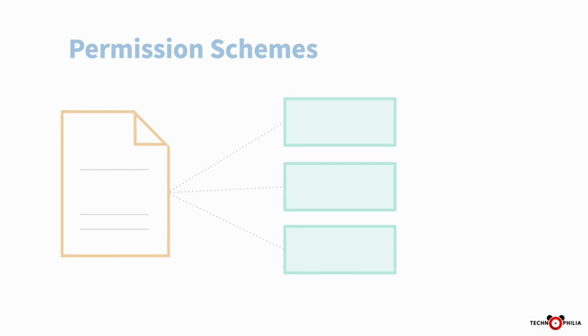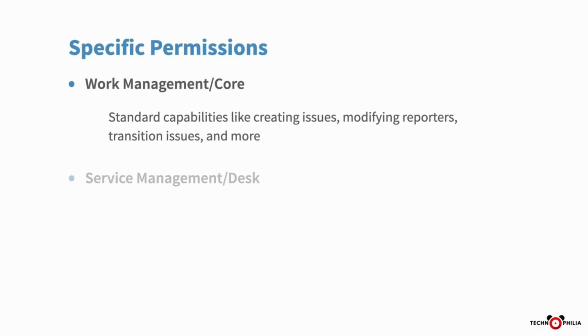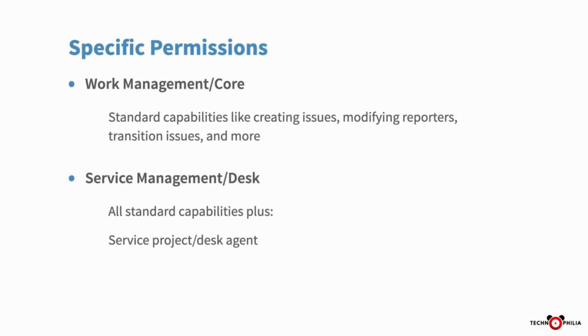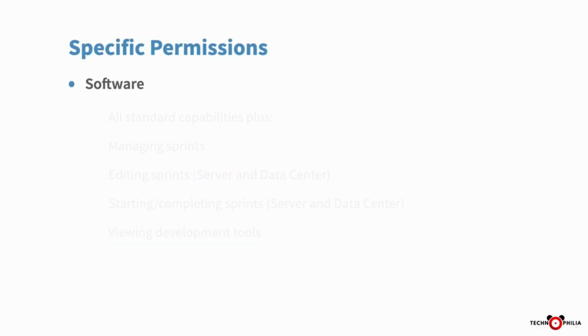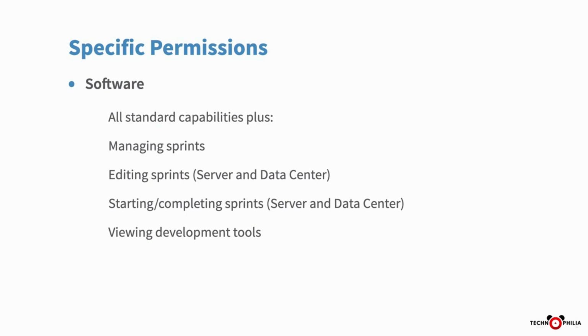As I mentioned, there are over 30 different abilities to set in a permission scheme. For Jira Service Management, there's an additional permission called Service Project Agent or Service Desk Agent. This permission allows users to interact with portal customers and access support-specific features in Jira software. There are a few additional permissions for managing sprints and viewing development information like commits and build information. Alright, back to our permission discussion.